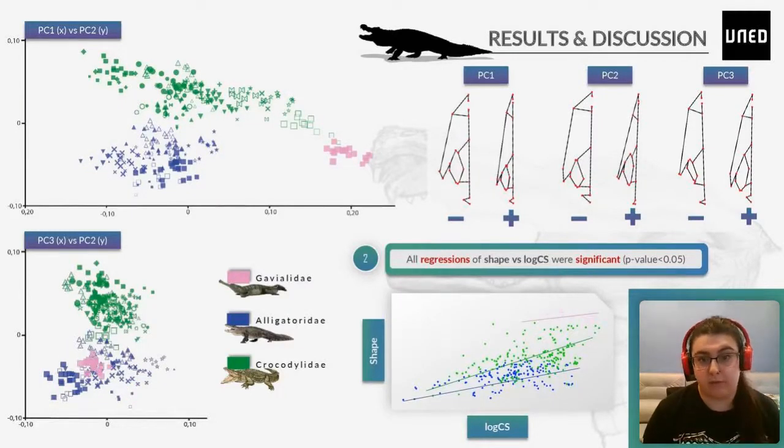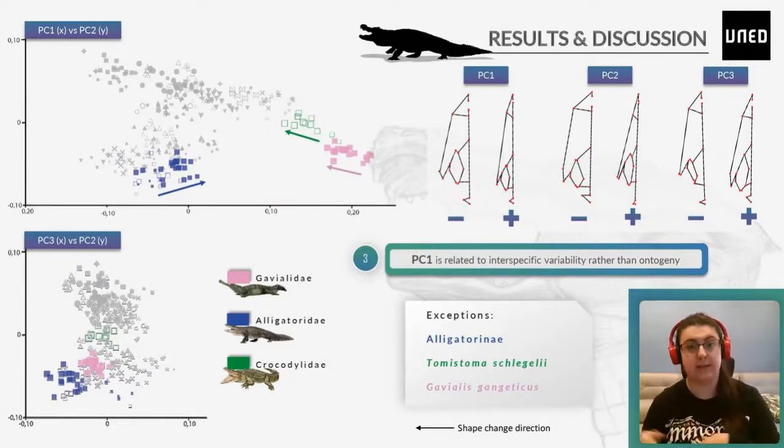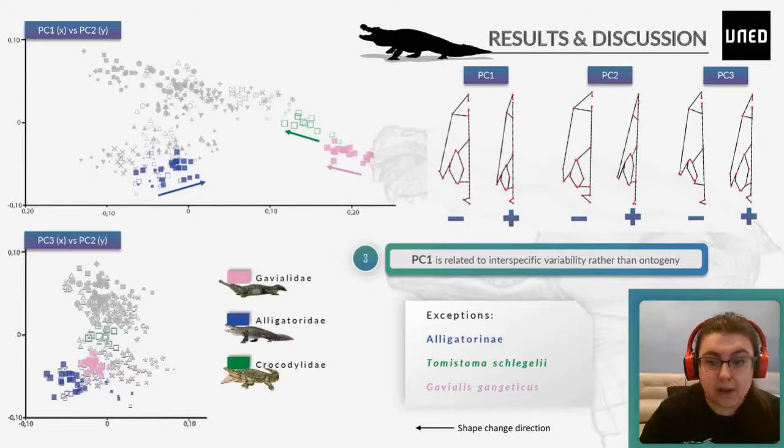Second, all our regressions of shape versus the logarithm of the centroid size were significant, which means that the shape of the palate of these animals substantially changes from juvenile to adult specimens. And having in account the results from these regressions, in which we had the shape of the first, second, or third principal components versus the centroid size, we had several results. Here is one of them.